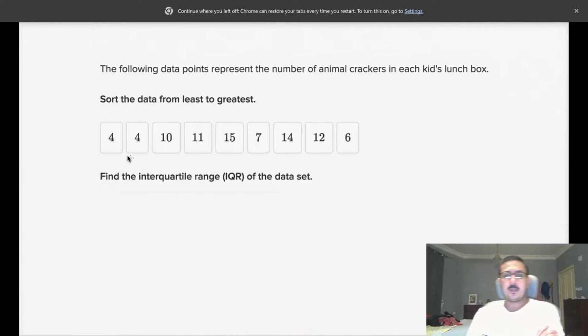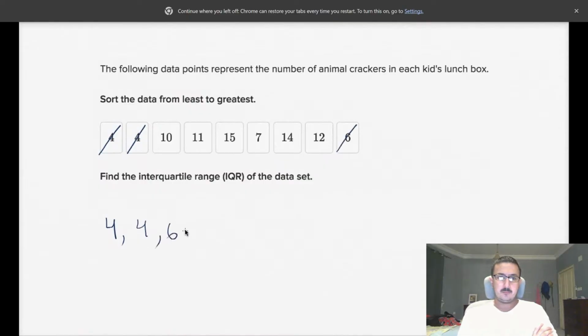All right, so let's first sort it. If we were actually doing this on the Khan Academy exercise, you could just click and drag these numbers around to sort them, but I'll just do it by hand. So let's see, the lowest number here looks like it's a 4. So I have that 4, and then I have another 4. And then I have another 4. And let's see, are there any 5s? No 5s, but there is a 6. So then there's a 6.